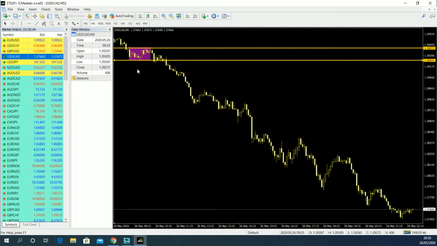14 pips. Man, how many TP do you think you can have here? Okay, let's take a guess. How many TP do you think you can have here? TP1, TP2. How many do you think you can have? Any idea?